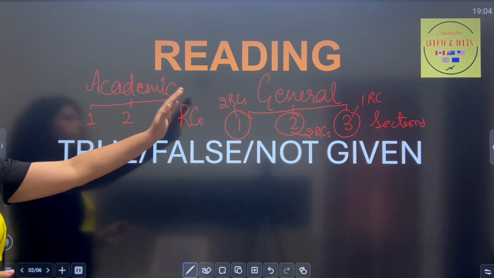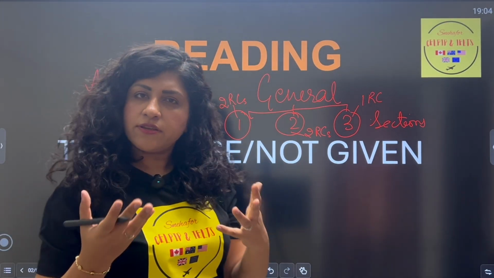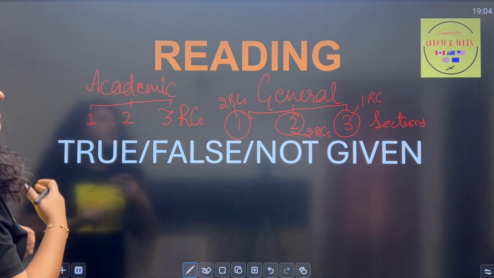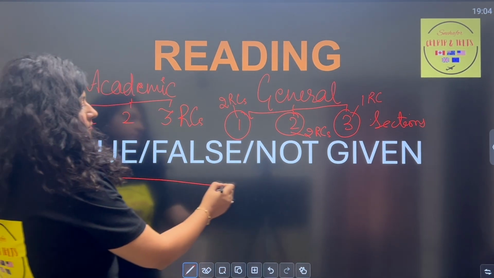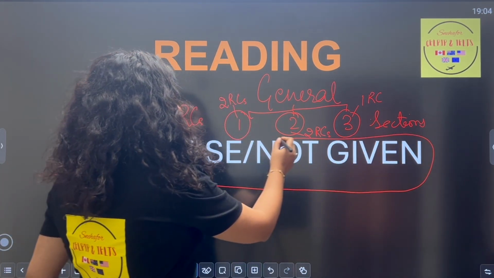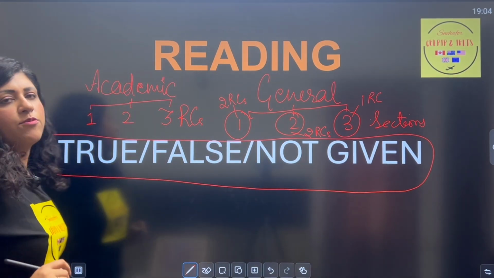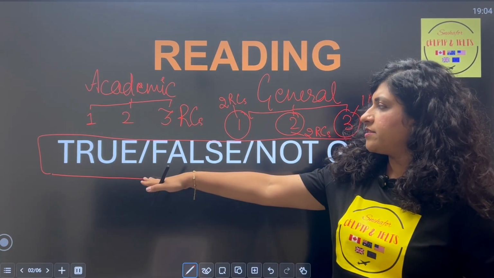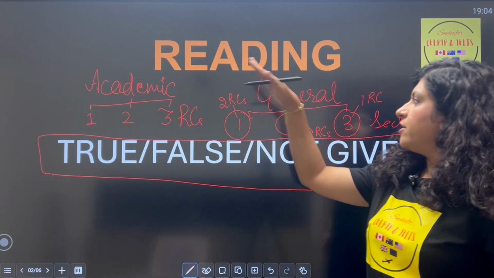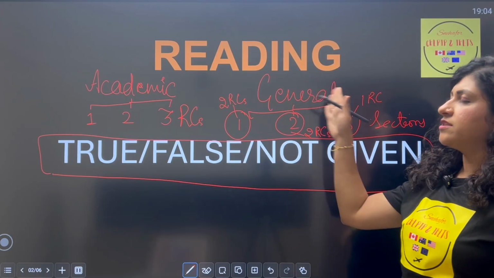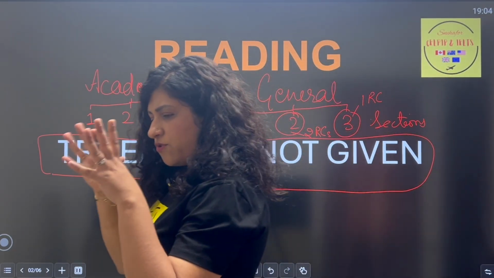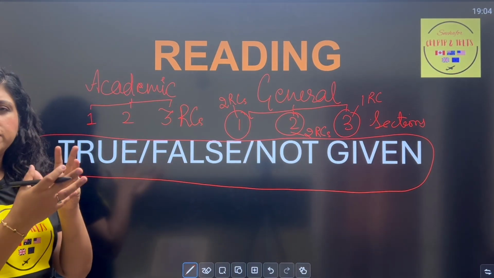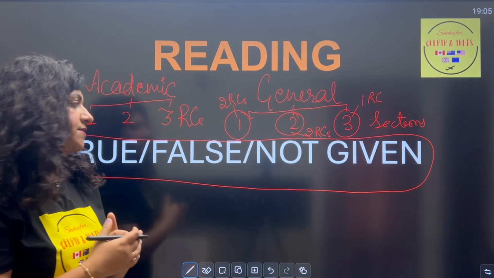However, in both the formats, the types of questions that are asked are the same. And today, in this class, we are only going to focus on the first type of question, that is true, false, not given. You'll find this type of question in academic IELTS. You'll find these types of questions in general IELTS as well. So let's focus on understanding what actually these true, false, not given types of questions are.